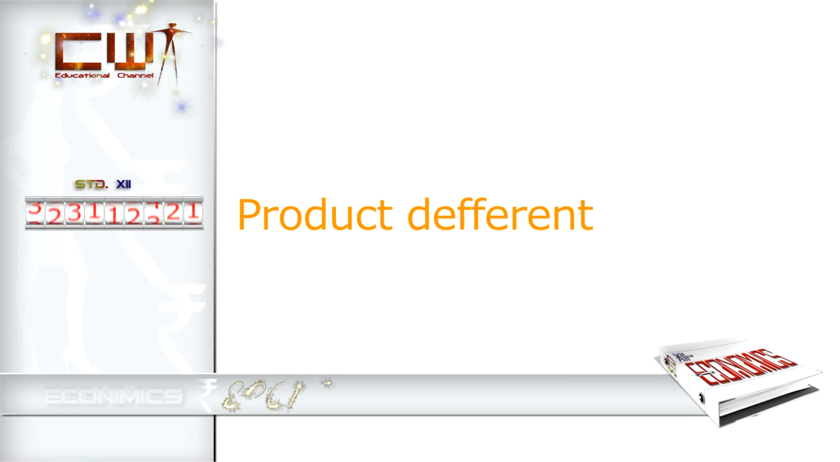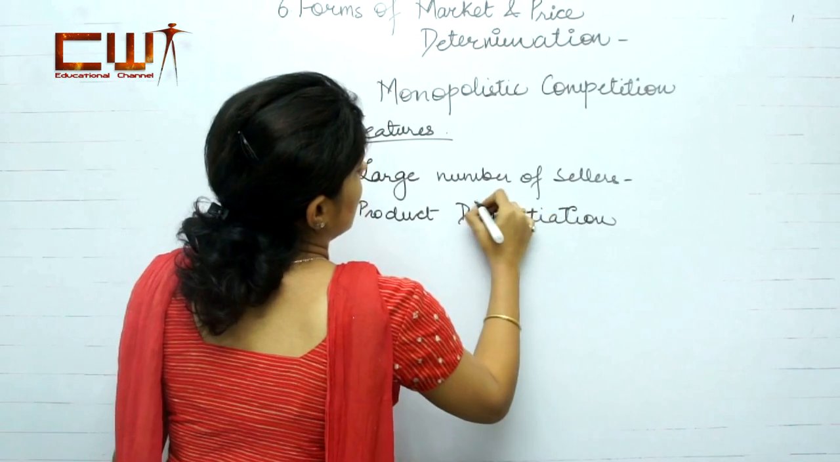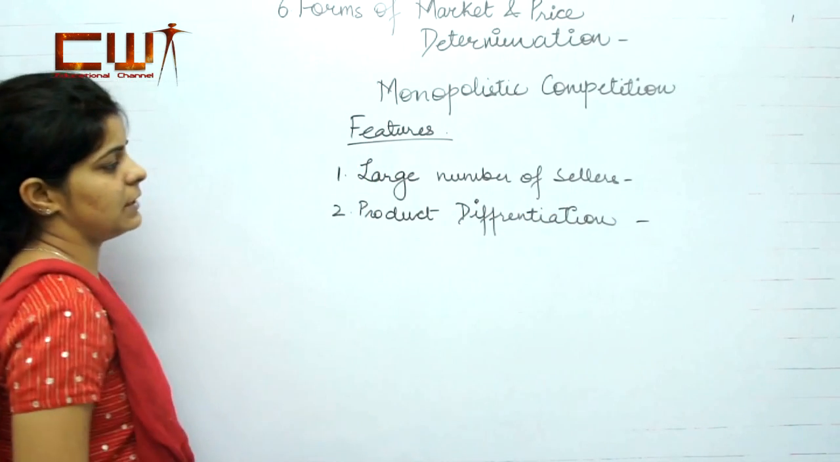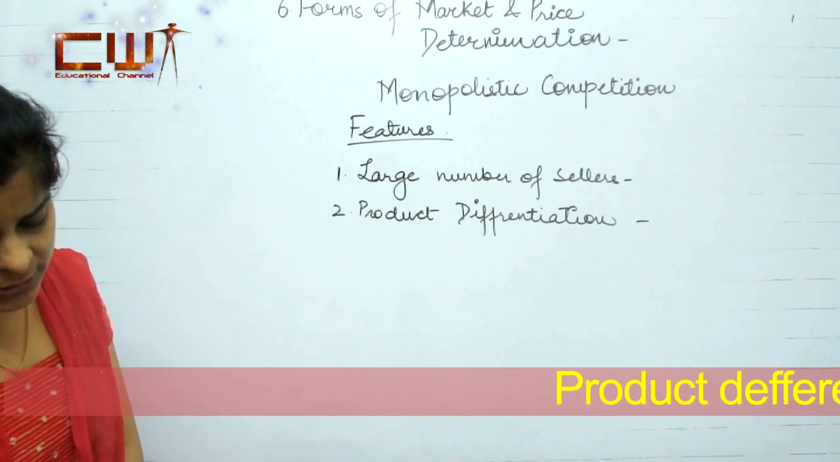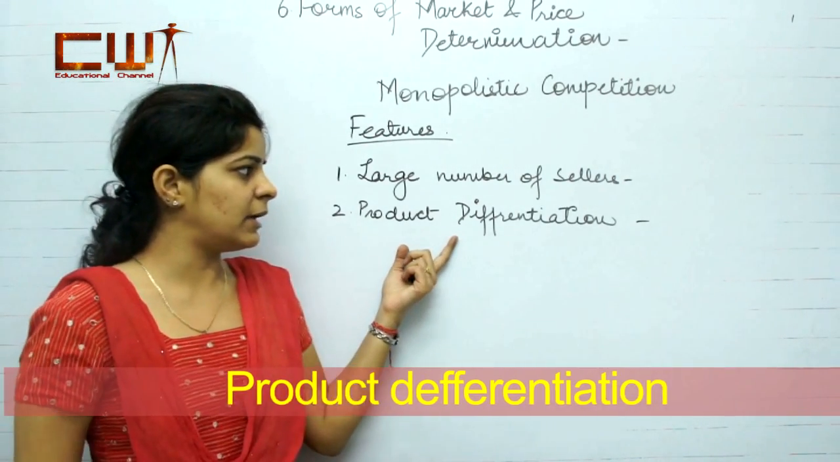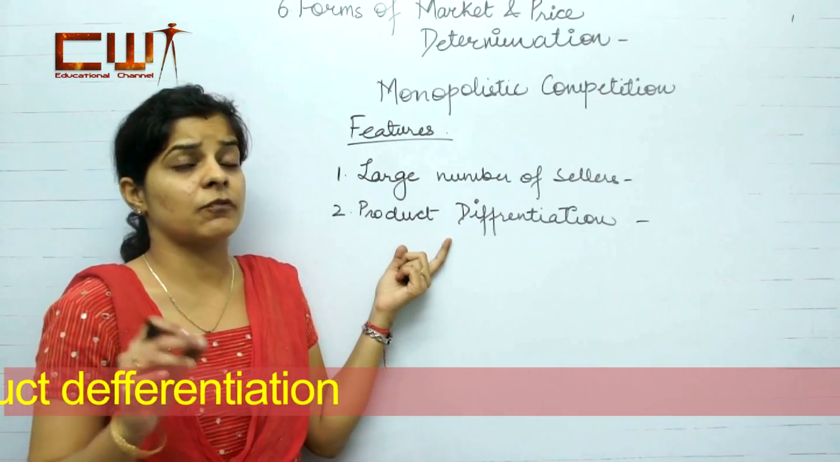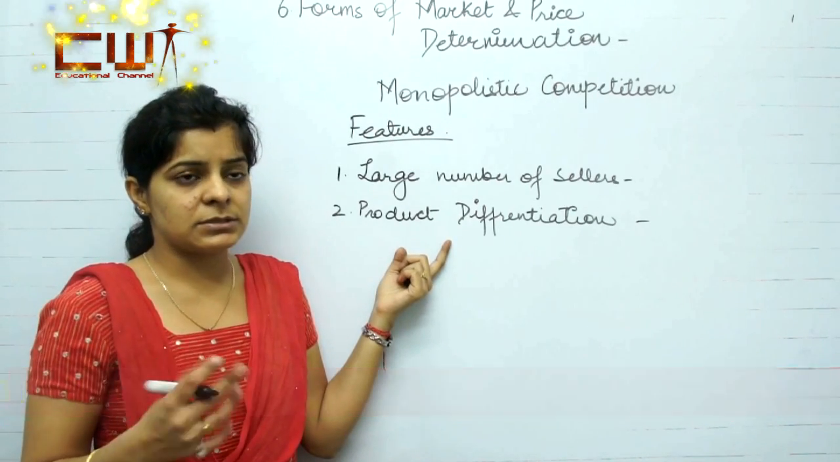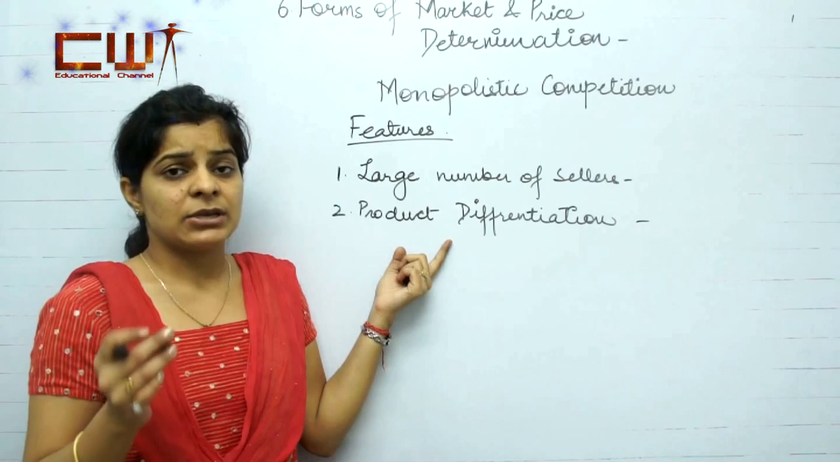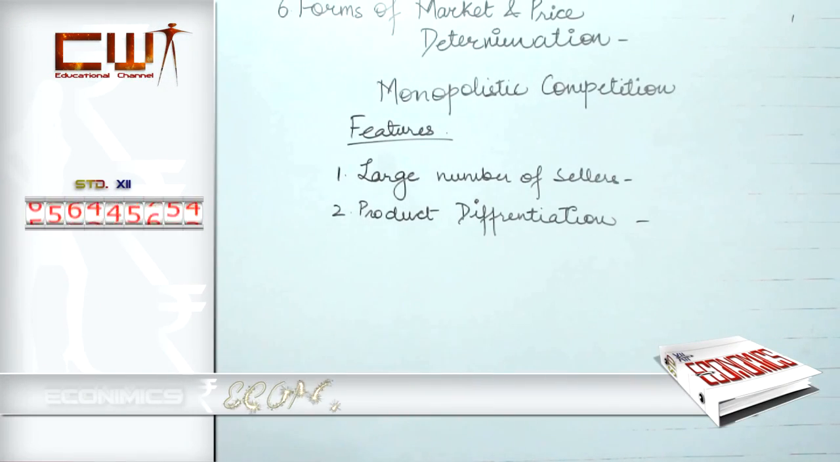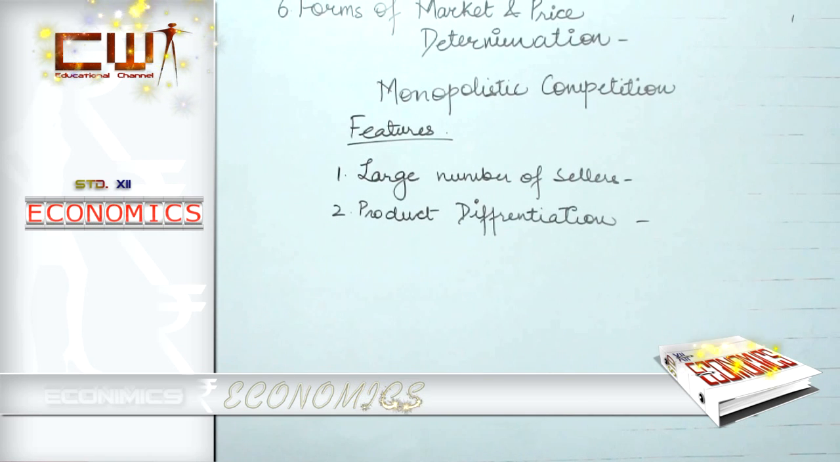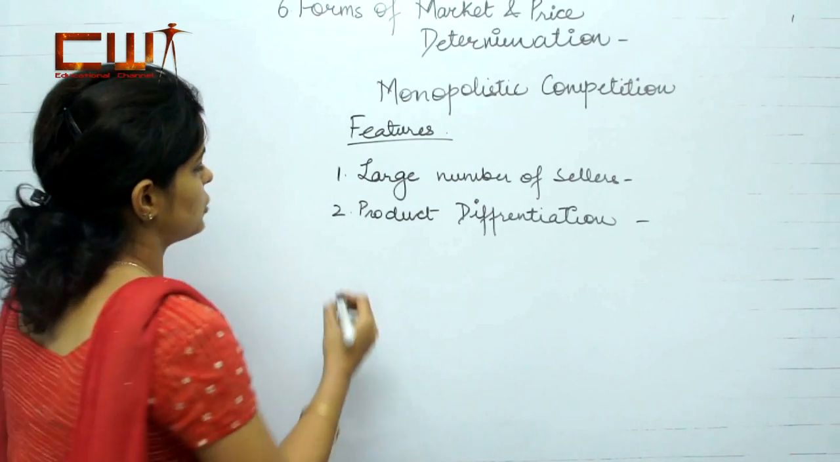Next is product differentiation. The products are not homogeneous in nature, they are heterogeneous. That means they are differentiated. They may be close substitutes, but they are differentiated on the basis of color, fragrance, size, or shape, right? So the goods are not homogeneous, but heterogeneous in nature. They are different from each other.